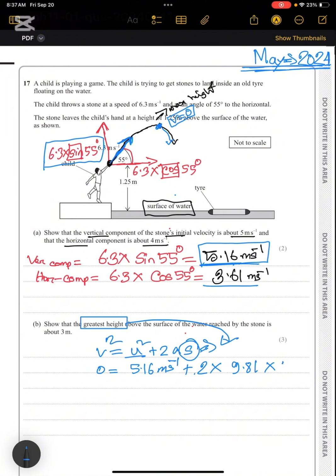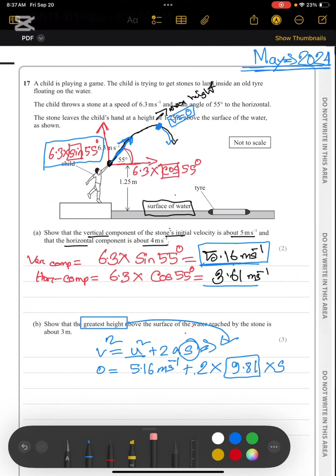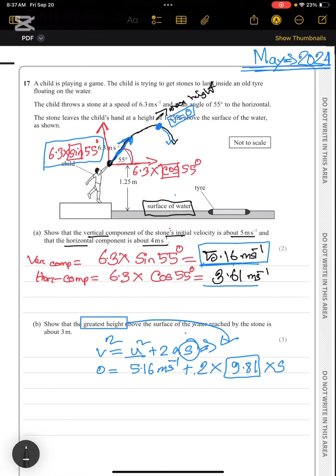5.16 m/s plus 2 into 9.81 into the s. As the ball is going upward, and we are only concerned about the upward motion of the ball, we are taking the acceleration as positive. If we considered downward motion of the ball, we would take the acceleration as minus g. When we take upward motion, we take positive g. And when the motion involves both upward and downward, then we also take minus g. This is a basic that I wanted to clear for you guys, a really important thing, because a lot of students get stuck in these small basic problems which make them lose marks.